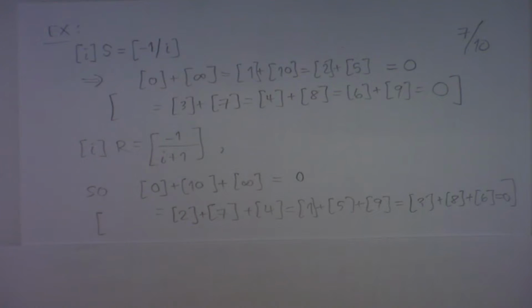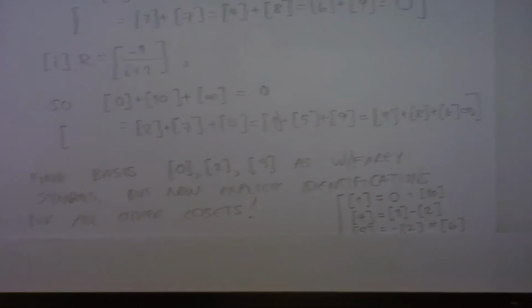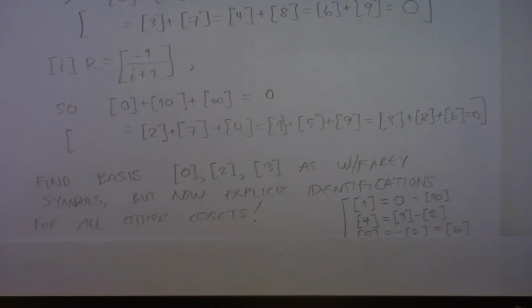And when you work all of the data out, you find a basis of symbols called 0, 2, and 3. Does that look vaguely familiar from what we did with the Manin symbols in terms of the cusps? The answer is kind of yeah. There was an infinity 0, there was a 0, 1/2, and a 0, 1/3. It's just like you would have gotten in Manin symbols, but now we have explicit identifications for all of the other cosets.